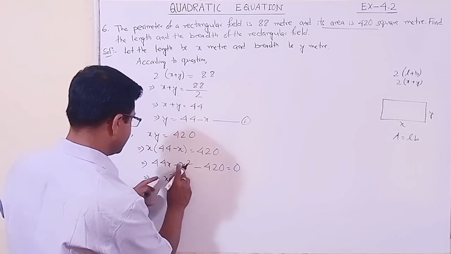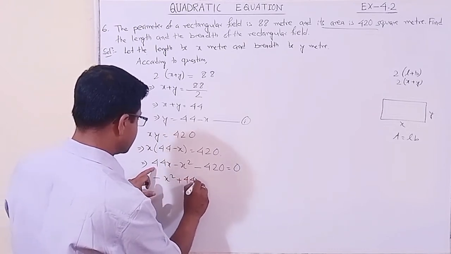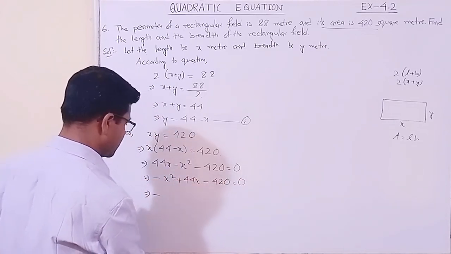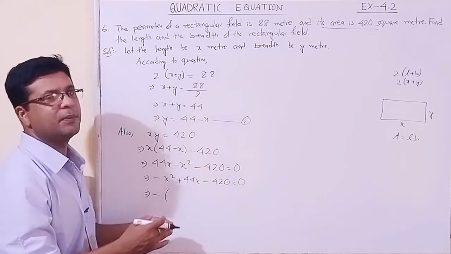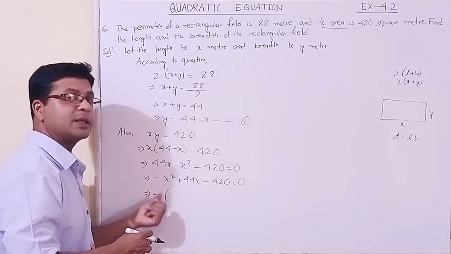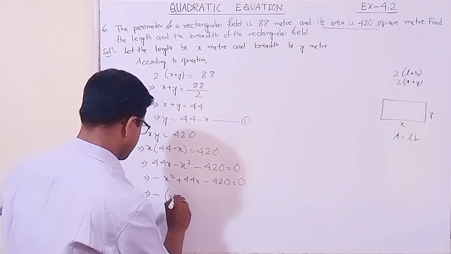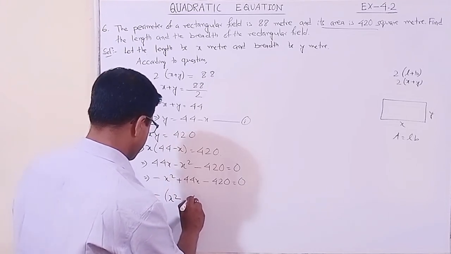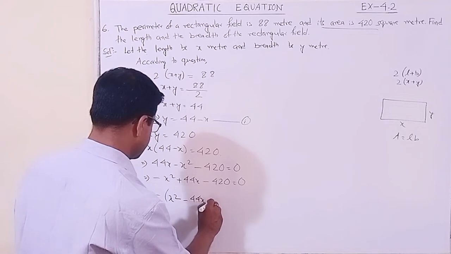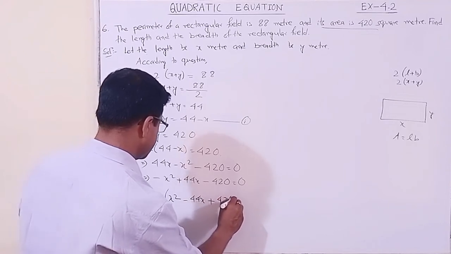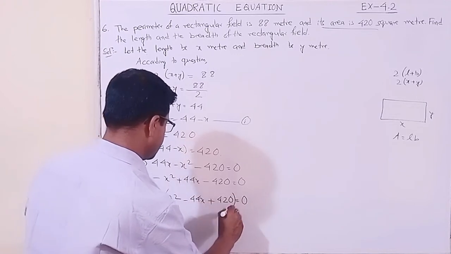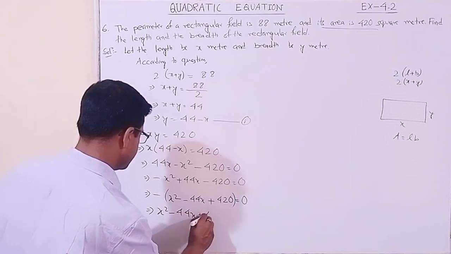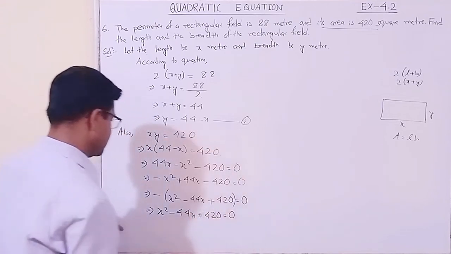Okay, let us arrange. This minus x square at first we have written, then this is plus 44x, then minus 420 is equal to 0. Then let us take minus common. Generally in shortcut we say minus common, but the actual thing is that we are taking minus 1 common. Always remember that. X square, then this is plus, we have taken minus common, so minus minus plus, 44x, then this is plus 420 is equal to 0. Okay, so it is x square minus 44x plus 420 is equal to 0.